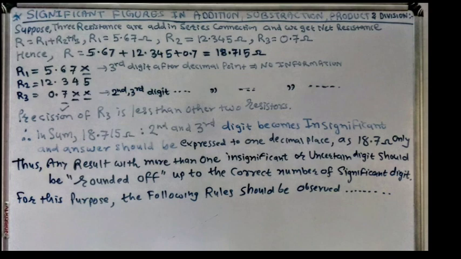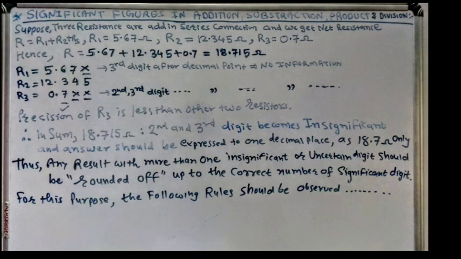In the measurement of R1, 5.67 ohm, we do not have information about the third digit after the decimal point. In the measurement of R3, we do not have information about the second and third digits after the decimal point. It has only one digit after the decimal point. This shows that the precision in the measurement of R3 is less than the other two resistors.